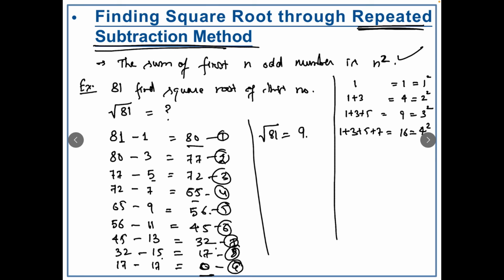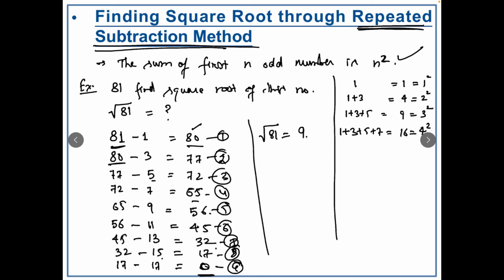Okay, that's how we find the square root of any number by using the method of repeated subtraction. We'll take the number and we'll keep on subtracting the odd natural numbers. Just like this, 81 minus 1, we'll get the result as 80. So we'll write that number 80 here and subtract the next odd number, and go on and on until you reach or you get 0.